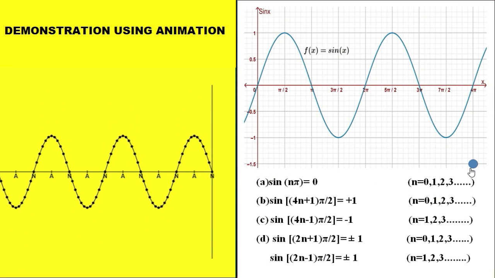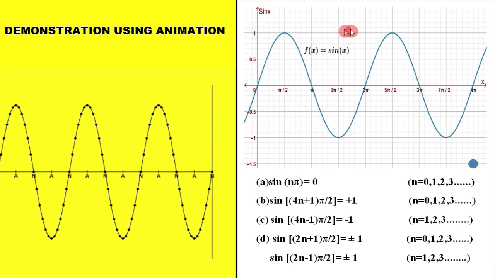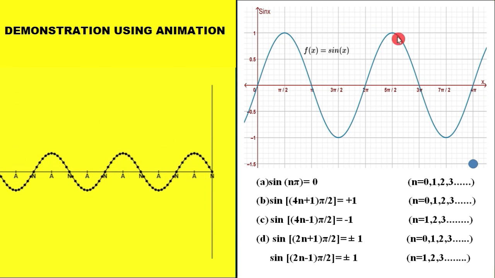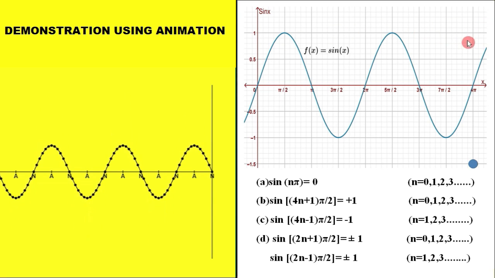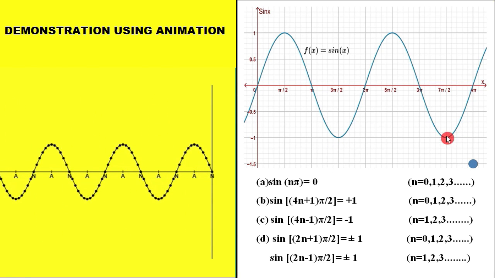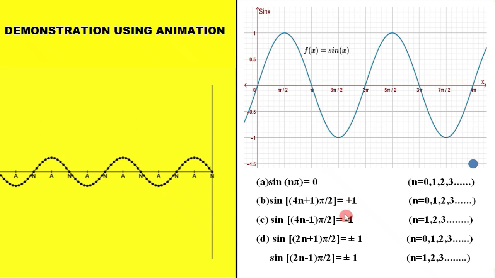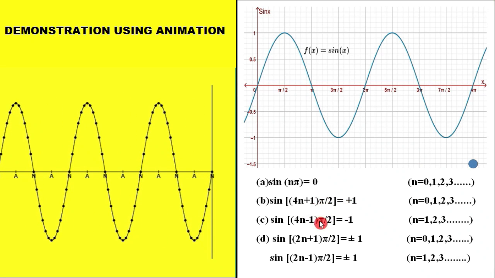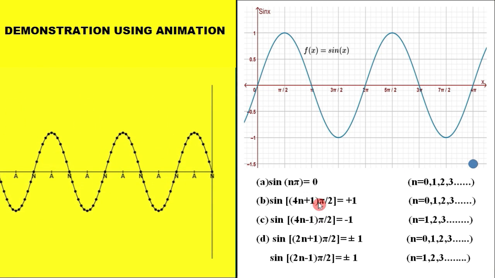Here you can see where you are getting plus 1: pi by 2, 5 pi by 2, 9 pi by 2, and all those points. Similarly, you are getting minus 1 at 3 pi by 2, 7 pi by 2, like that. Here I have written the plus 1 equation and the minus 1 equation. You can construct it by yourself; it is not required here. I need an equation for both, plus or minus, a combined equation.